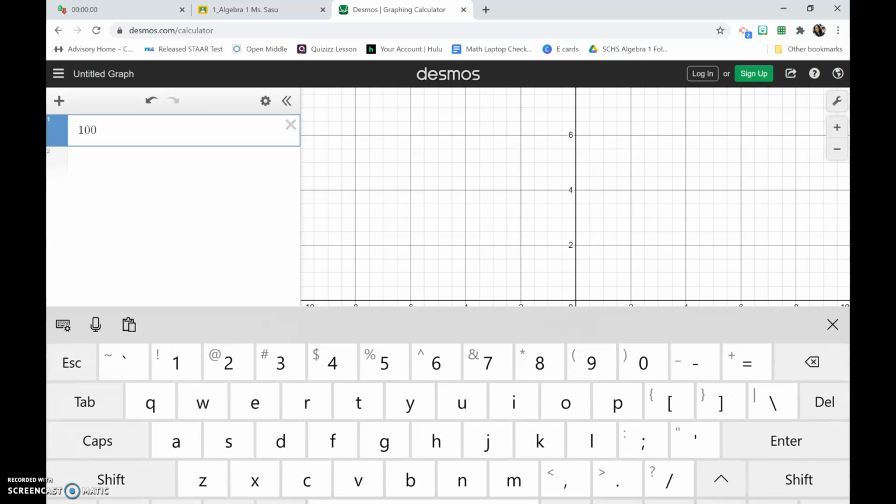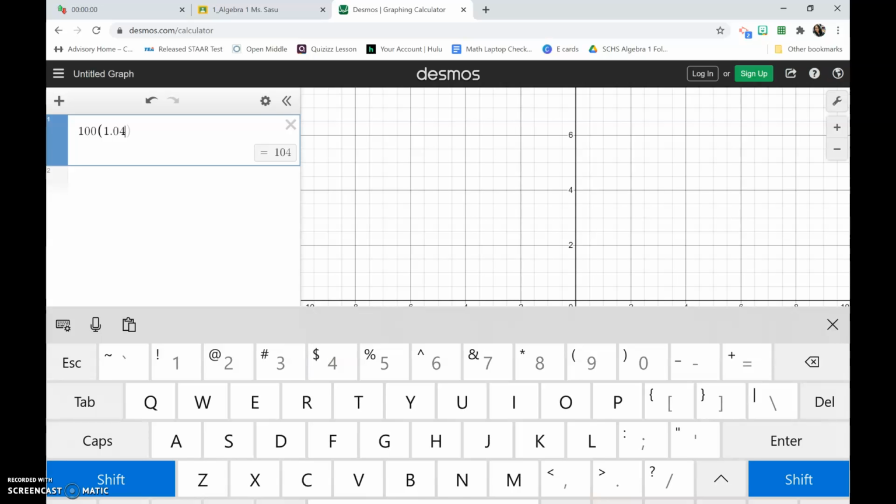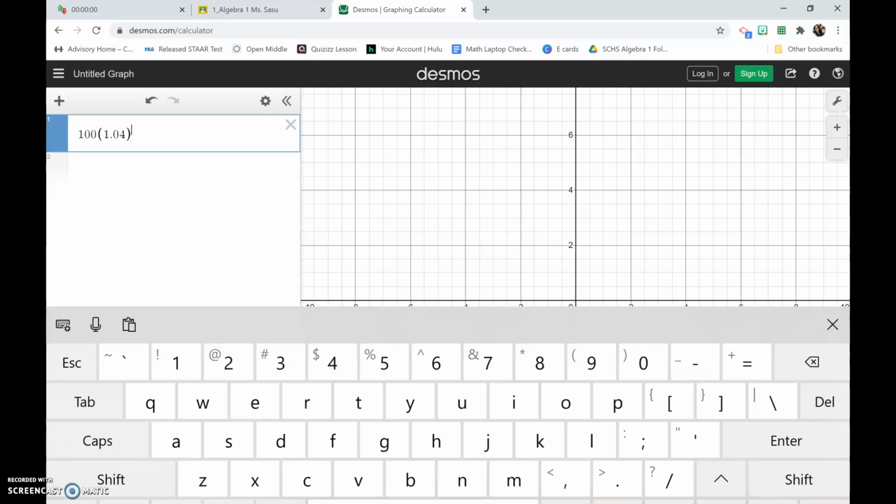So I'll just type in 100, open parentheses, 1.04, and this is to the 12th power, because I want 12 years. And as we see, that is worth $160.10. Notice I'm rounding it off to the nearest hundredth because we're talking about money.